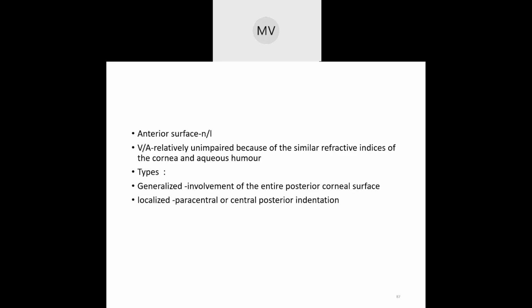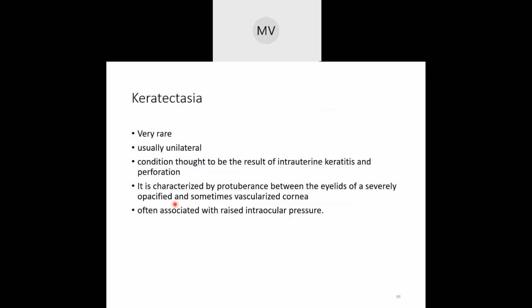The type will be generalized. Involvement of the entire posterior corneal surface, or localized, paracentral or central posterior indentation can be observed. So here in the optic section, we can see a small conic depression at the posteriormost portion, which is basically termed posterior keratoconus.